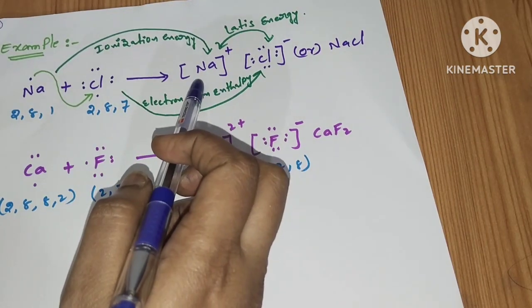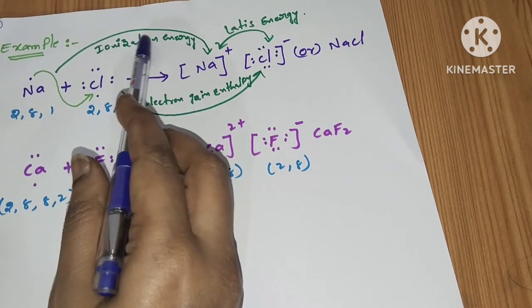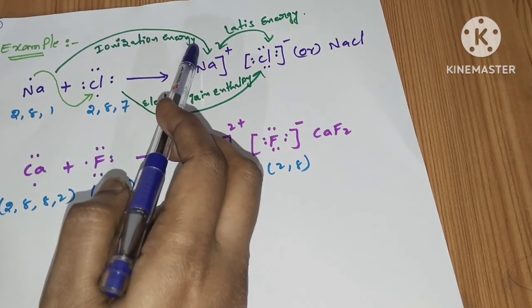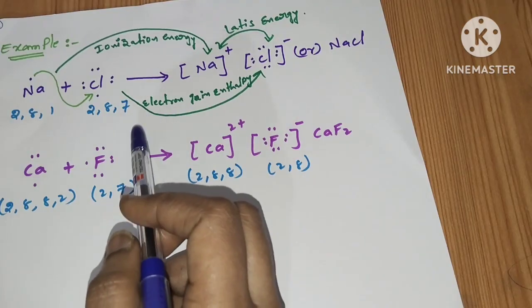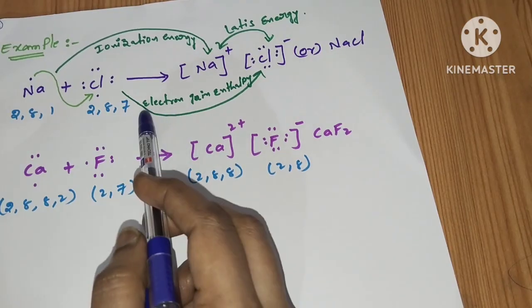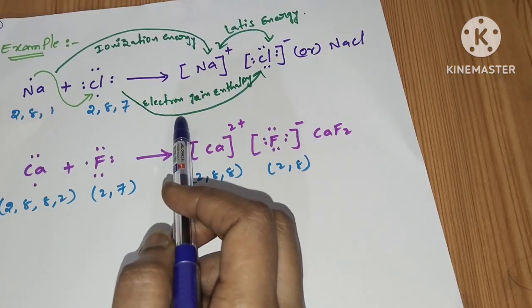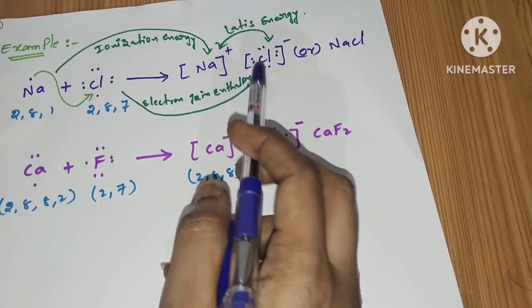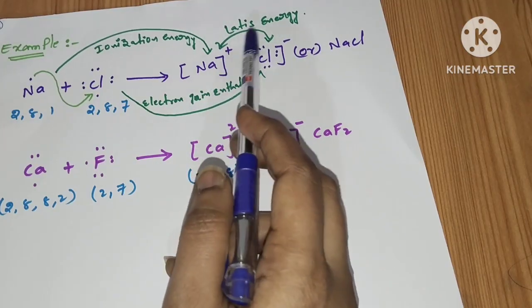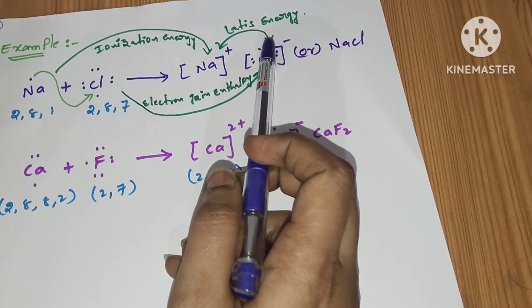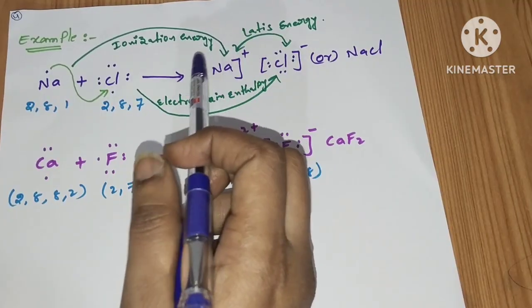Now the sodium ion is formed from sodium, where ionization energy plays an important role. Similarly, when chloride is formed by the gain of an electron, electron gain enthalpy plays an important role. And after the formation of the ions, the attraction between them releases energy, which is the lattice energy. These three factors control the formation of an ionic bond.